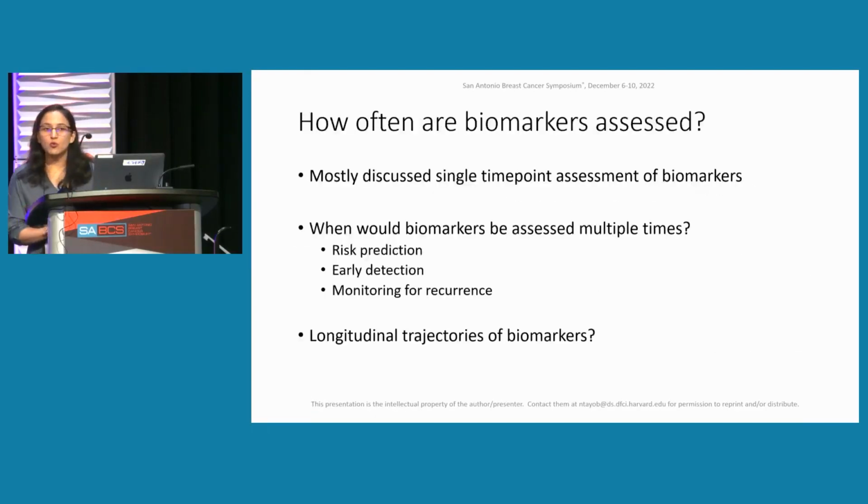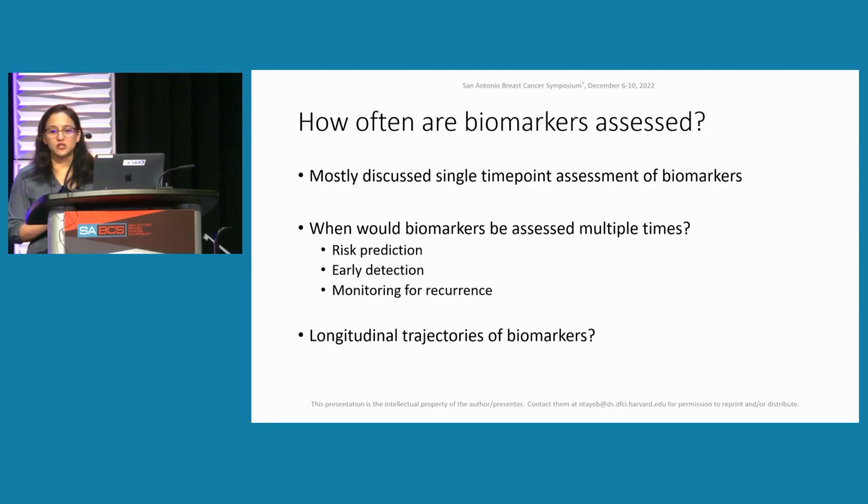So a lot of what I've been talking about is a single time point assessment of biomarkers. I have a great deal of interest in multiple biomarkers, in longitudinal biomarkers, and this actually happens very frequently. So for example, if we're thinking about many different settings, we would be assessing markers not just at a single time point, but multiple time points.